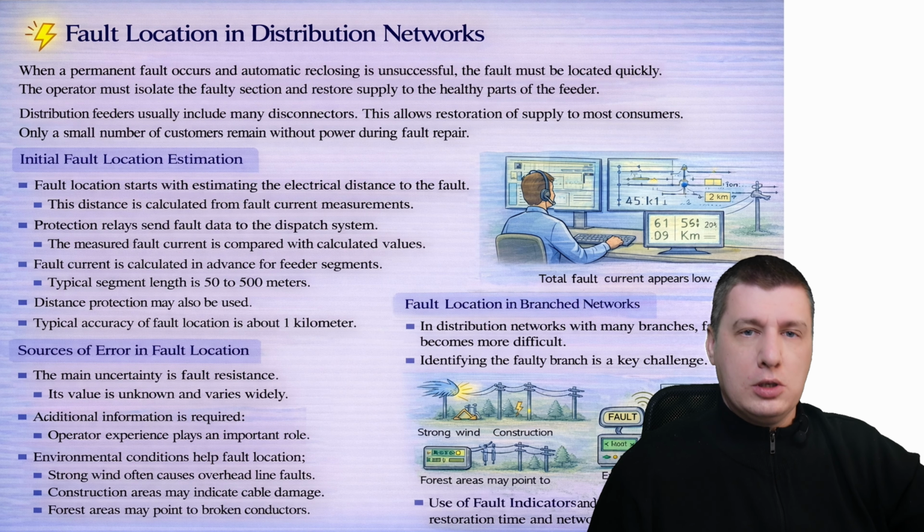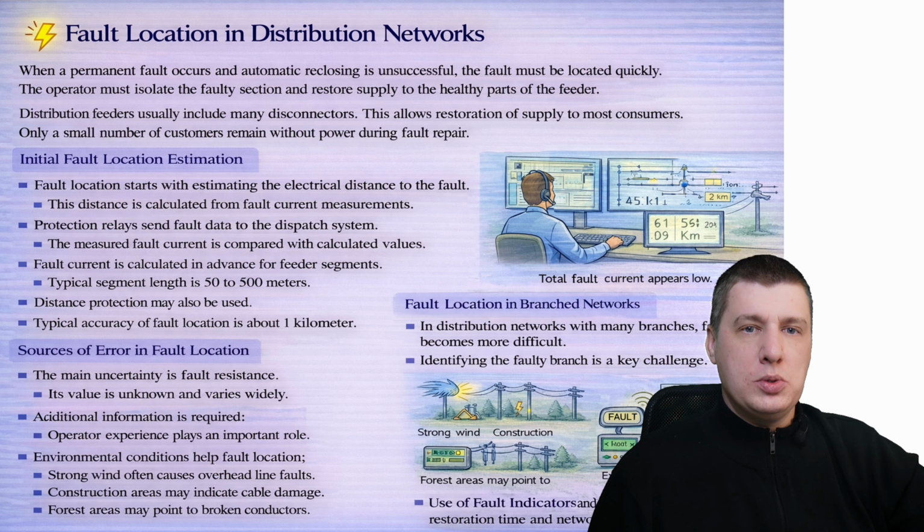When a permanent fault occurs and automatic reclosing is unsuccessful, the fault must be located quickly. The operator must isolate the faulted section and restore supply to the healthy parts of the feeder. Distribution feeders usually include many disconnectors. This allows restoration of supply to most consumers. Only a small number of customers remain without power during fault repair.